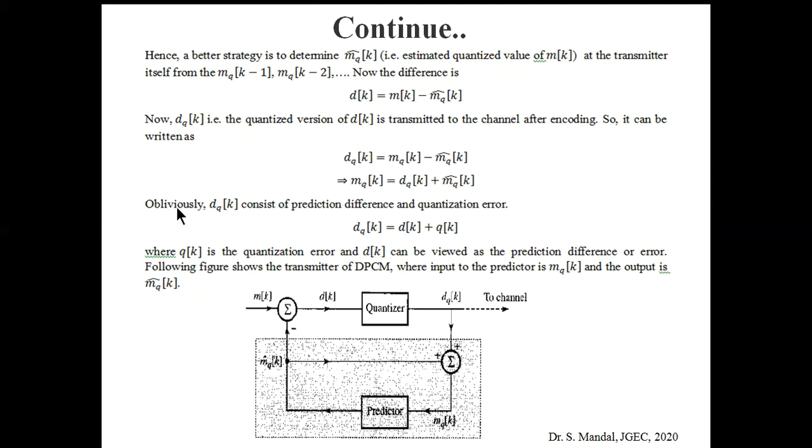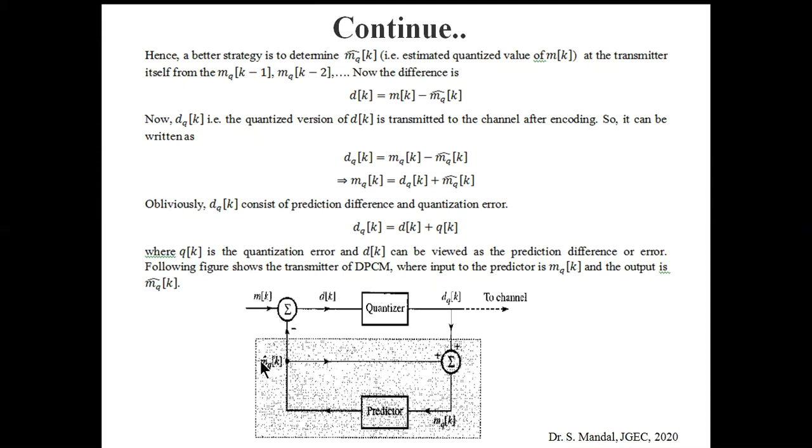Now, just using these equations, we can explain the block diagram of differential pulse code modulation. First of all, mk is the original sampled value. If we take the difference mk minus mqk cap, that means the quantized and estimated value of mk, there is an adder, but this one is negative, so it is the subtractor section.